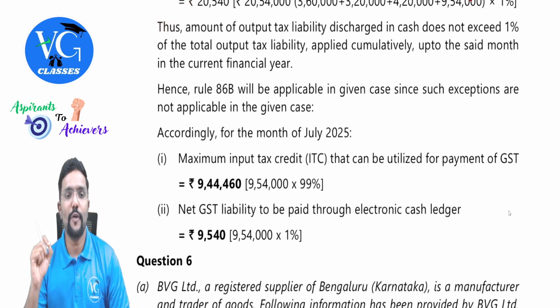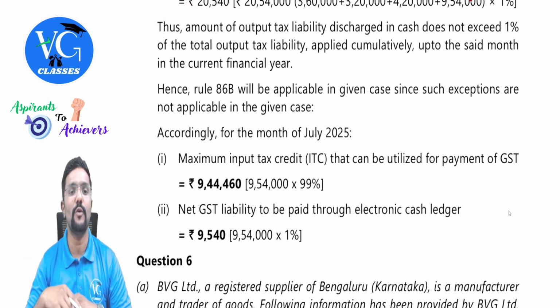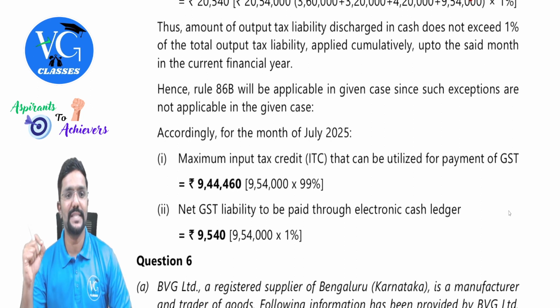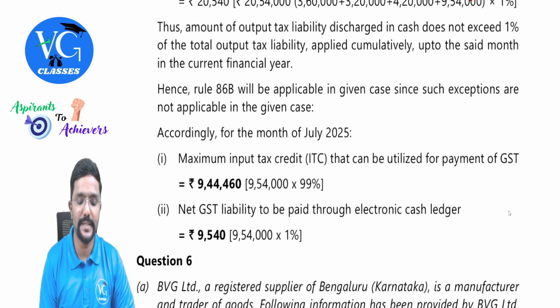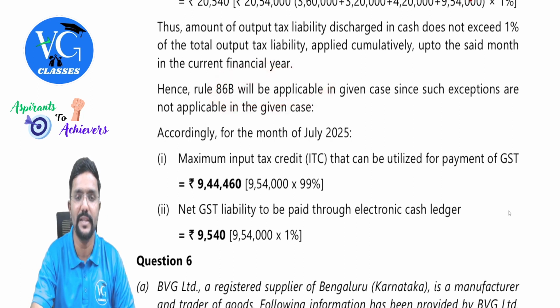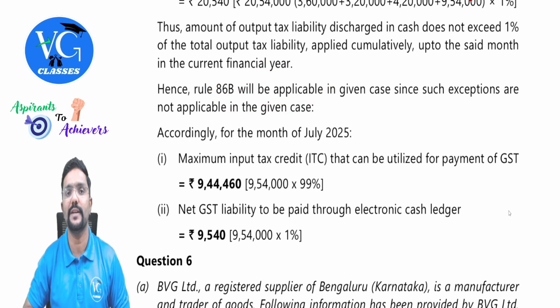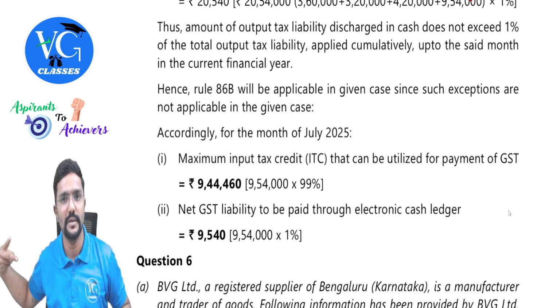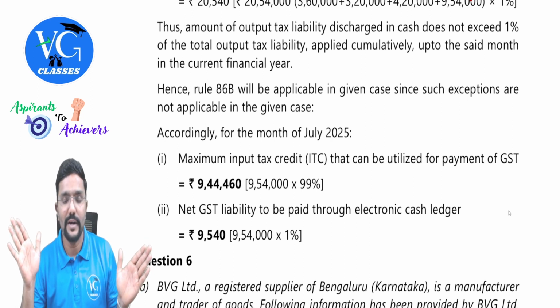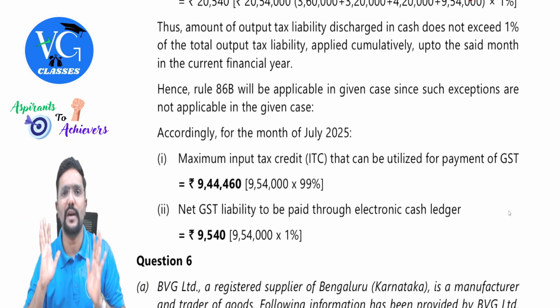Thus, the amount of output tax liability discharged in cash does not exceed 1% of total output tax liability applied cumulatively up to the said month in the current financial year. Hence, Rule 86B will be applicable in the given case since such exceptions are not applicable. And please be careful, guys, there are actually two more exceptions, but they are not relevant for this question, so we are not considering them.